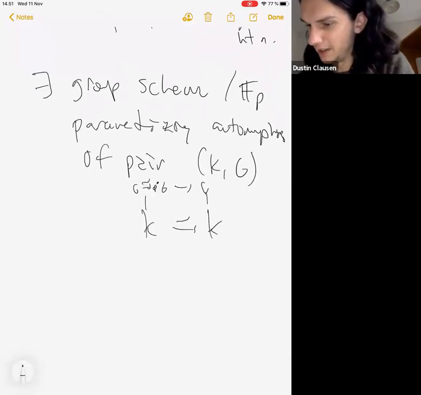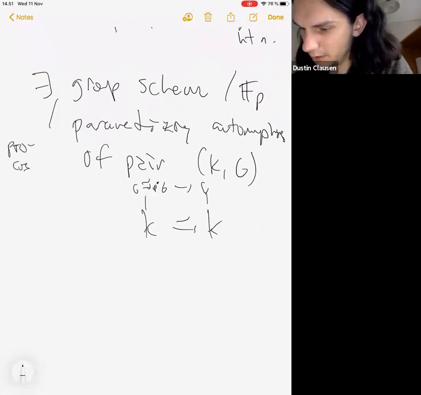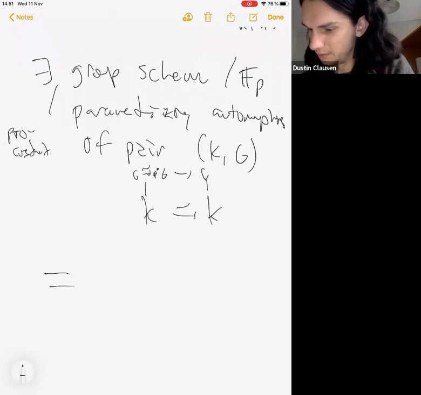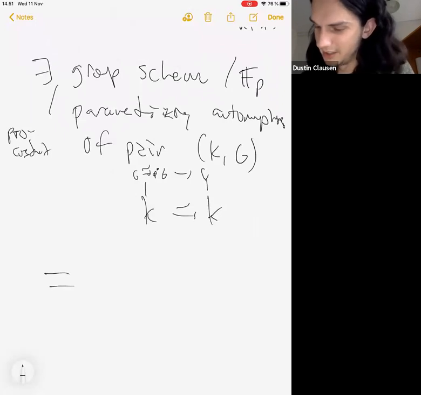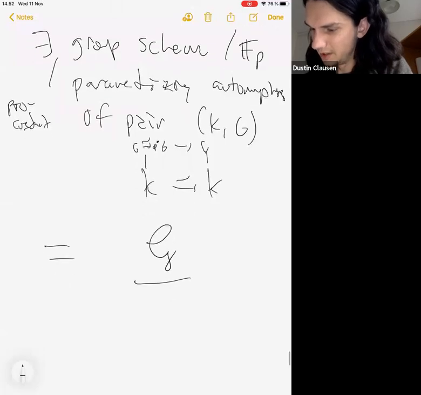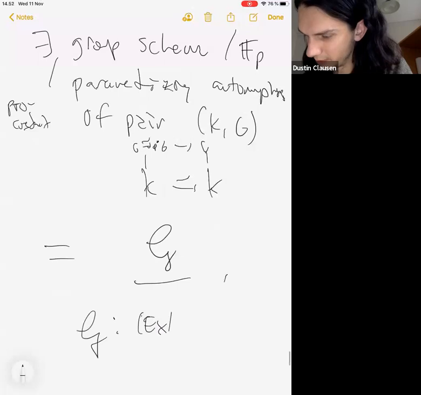And actually, this is going to be a constant group scheme, or a pro-constant group scheme. So this is actually the pro-constant group scheme on a group. No, I don't want to call it G, I guess. I'll call it script G. So script G is the Morava stabilizer group, the so-called extended Morava stabilizer group.